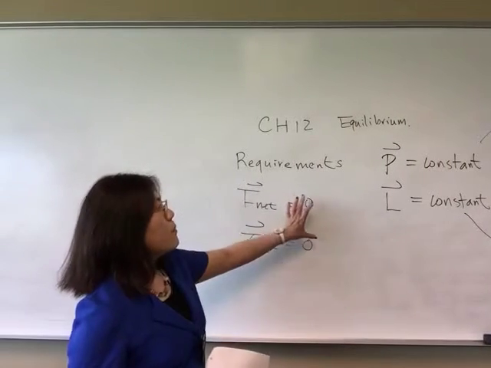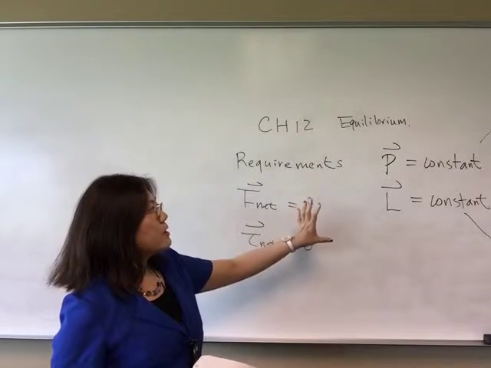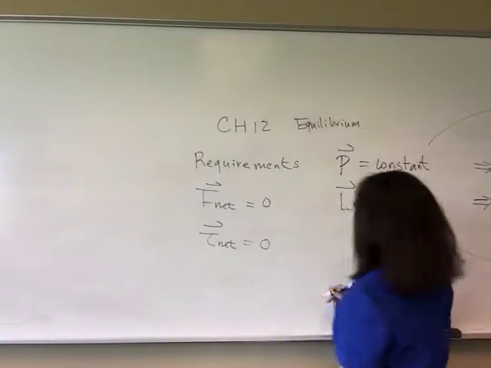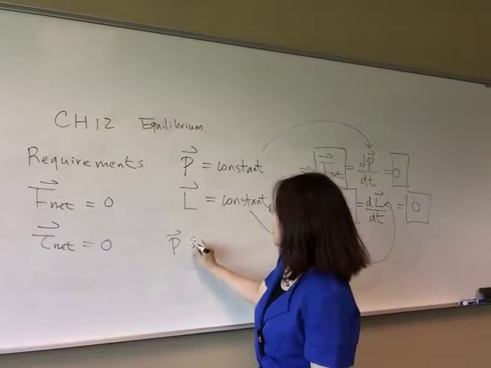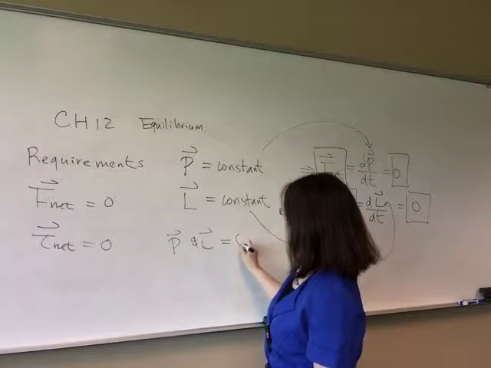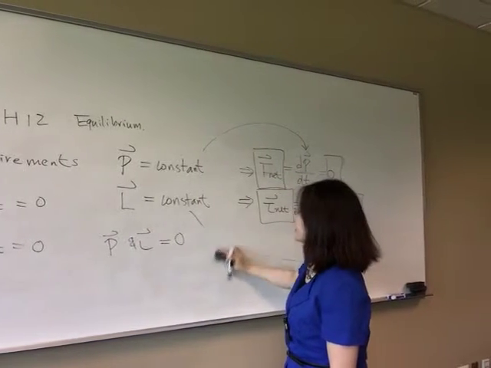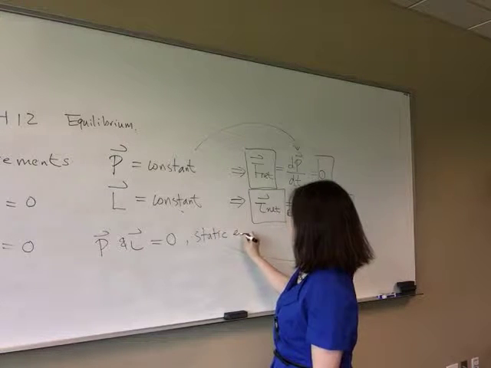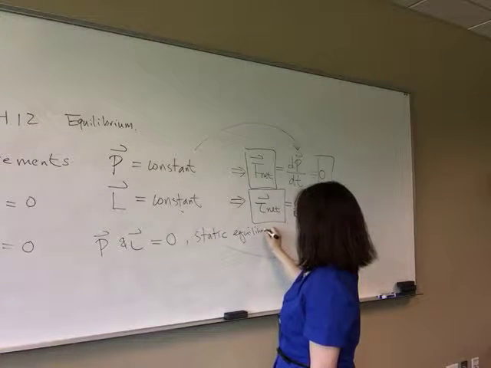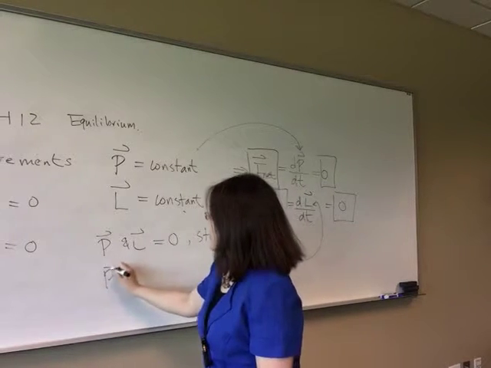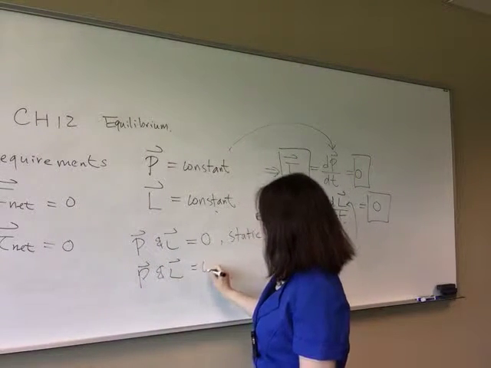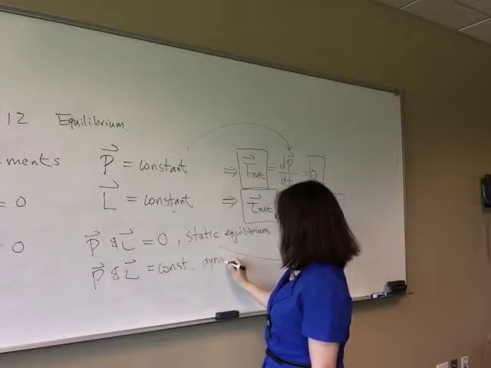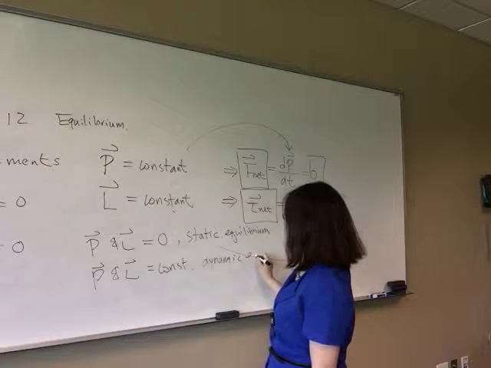Now, I mentioned earlier that when an object is in equilibrium, there is static equilibrium and dynamic equilibrium. So if P and L are equal to 0, it means that the object is not moving. So when it's not moving, it means that it is in static equilibrium. And if it has a non-zero value, but it's a constant, then we call that dynamic equilibrium. It means that it is moving, but it maintains its equilibrium state.